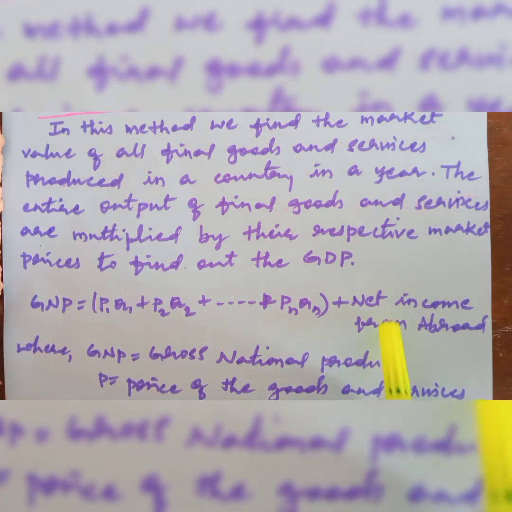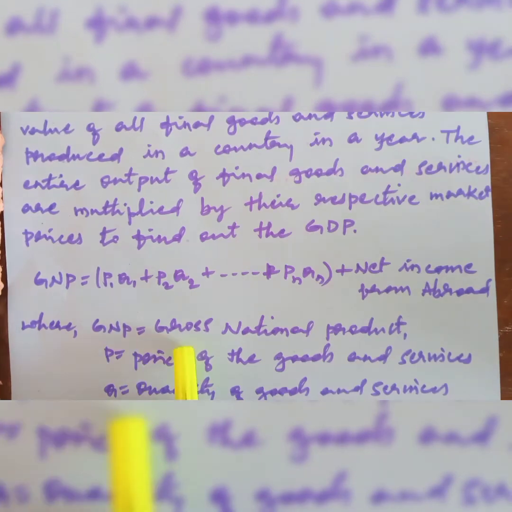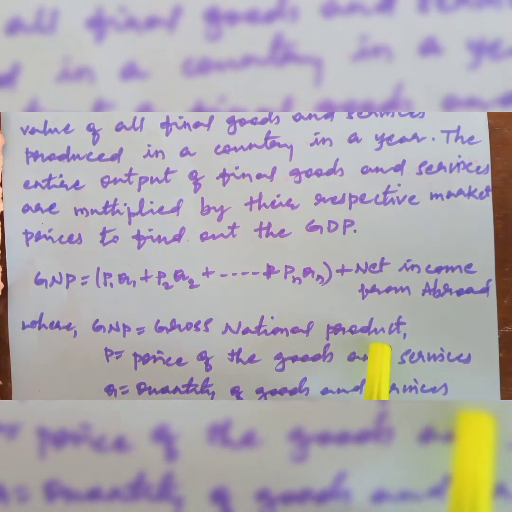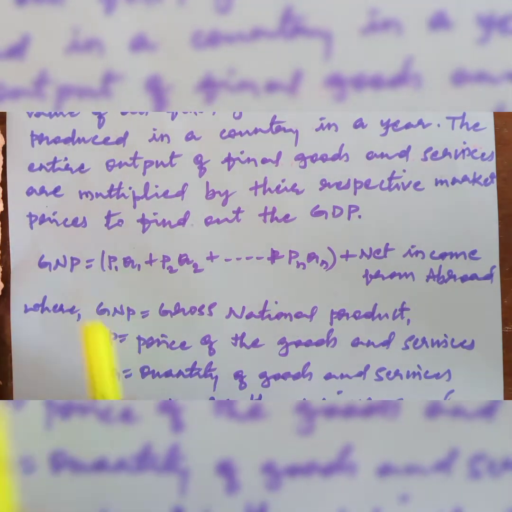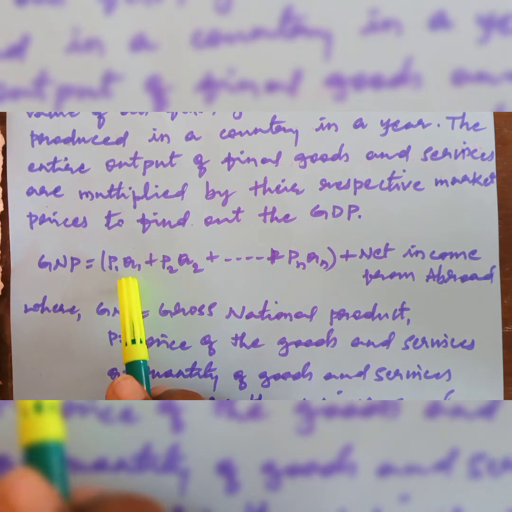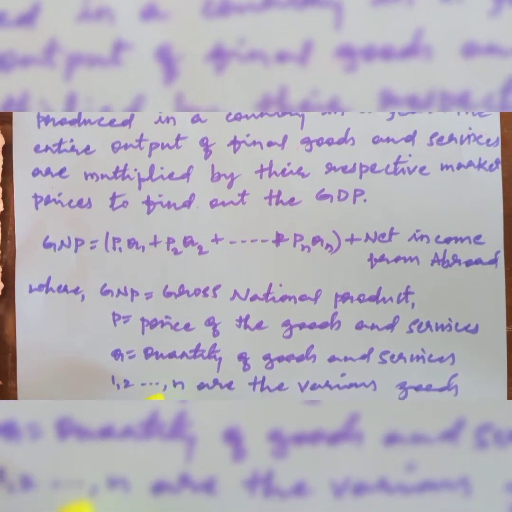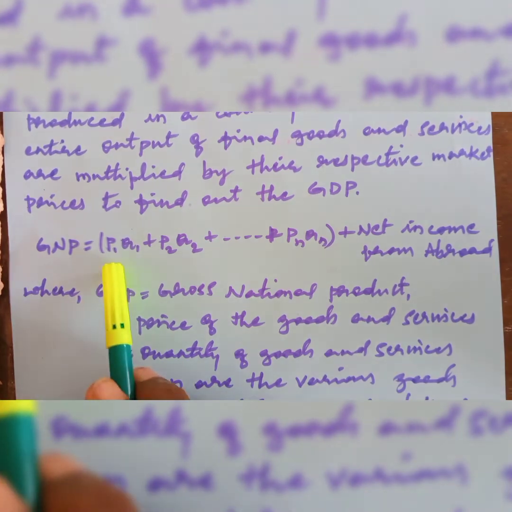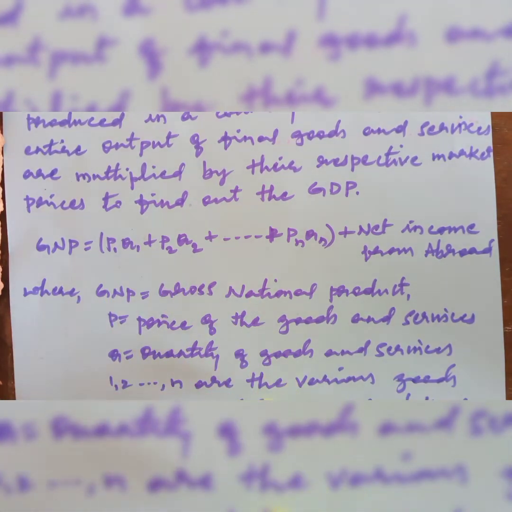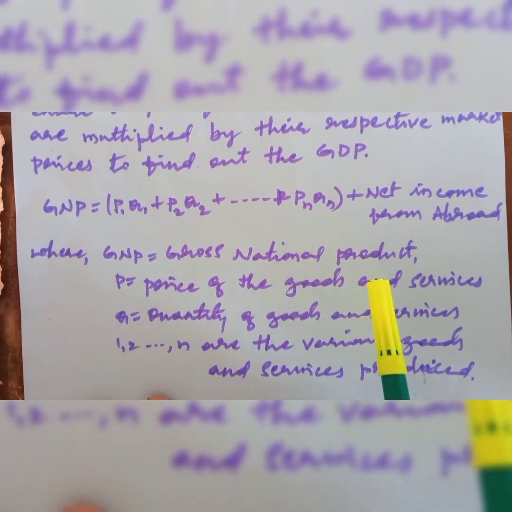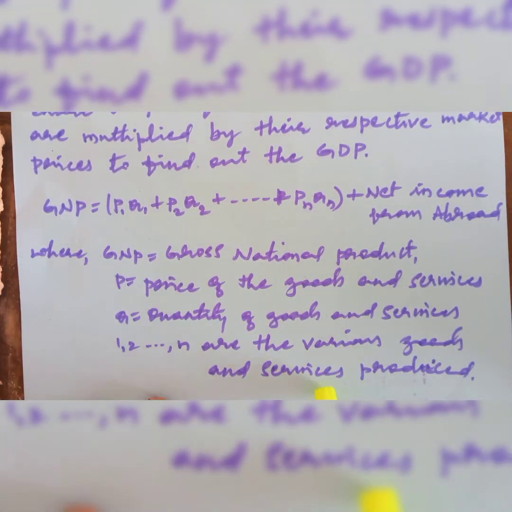So this is the formula where GNP is equal to gross national product. Next, P is equal to the price of the goods and services. Next, Q means the quantity of goods and services. Next, 1 2 means 1 2 N, and this N represents the various goods and services produced.